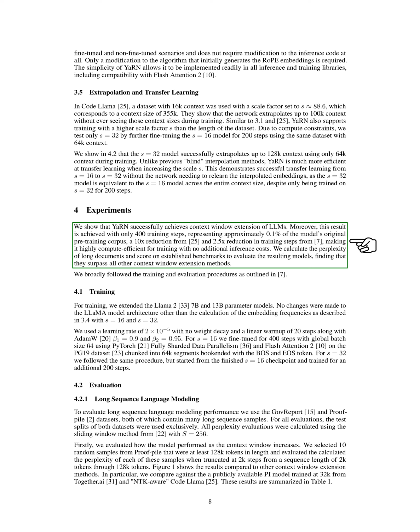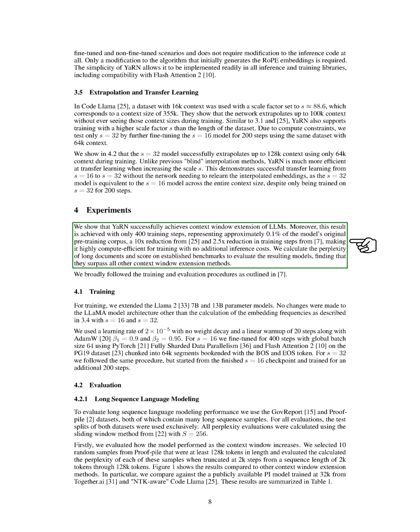Impressively, we achieved this result with only 400 training steps, which is about 0.1% of the model's original pre-training corpus. This represents a 10-fold reduction from previous methods and a 2.5-fold reduction in training steps, making YaRN highly efficient in terms of computation. To evaluate our models, we calculated the perplexity of long documents and scored them on established benchmarks. Our models outperformed all other context window extension methods.